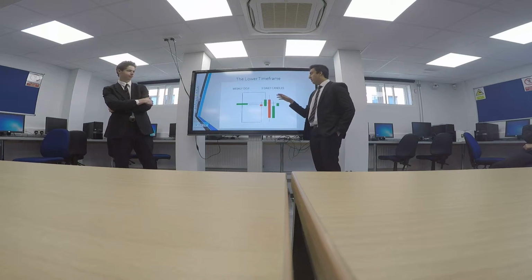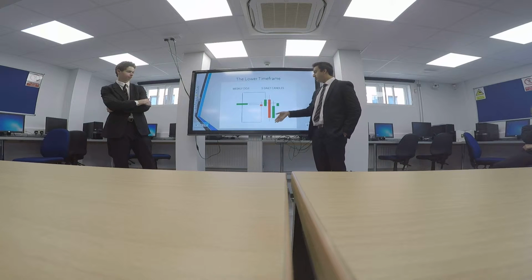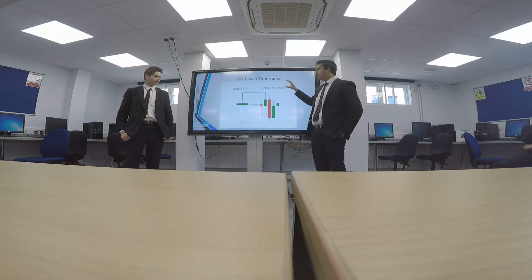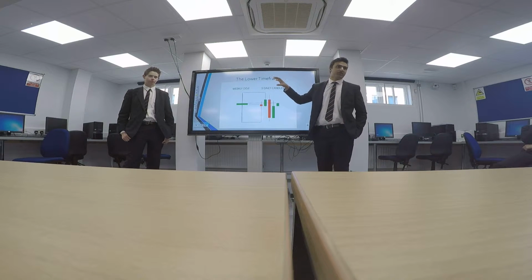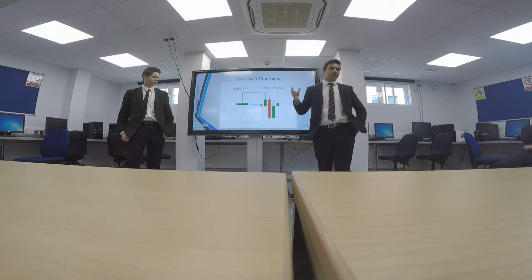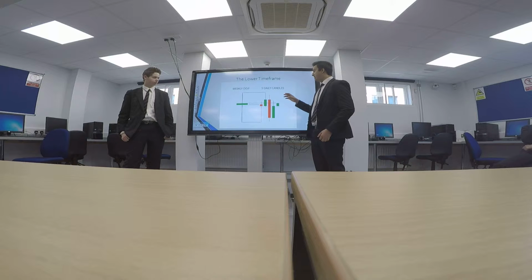Doji candles don't really mean much in consolidation, but when you're in, for example, a strong uptrend and you see a doji candle, this could represent a change in trend, because it shows the market is now moving to a more consolidating phase rather than a trending phase. So this could be used to spot changes in trends.